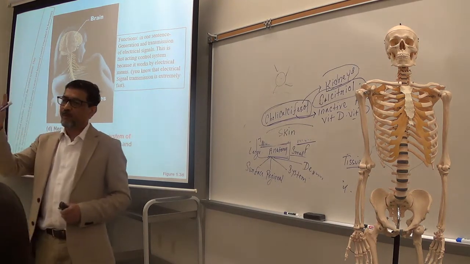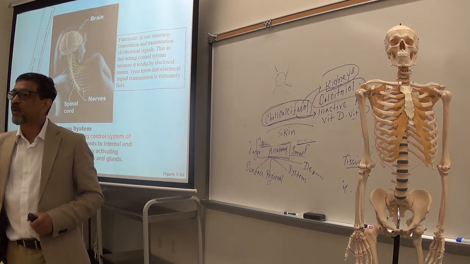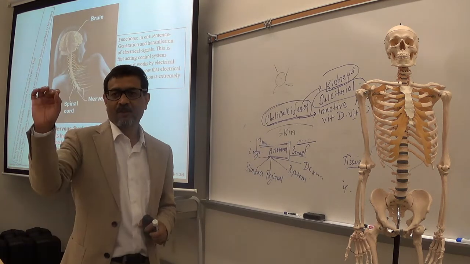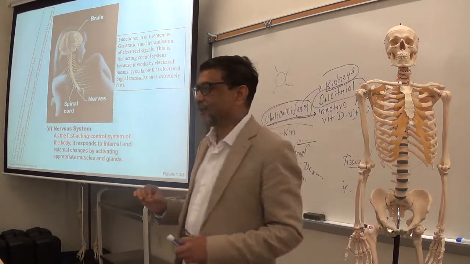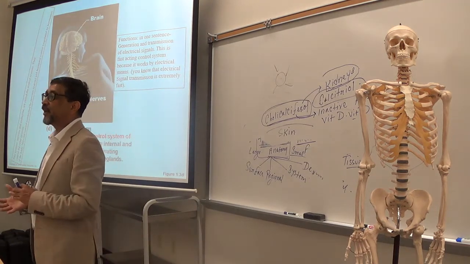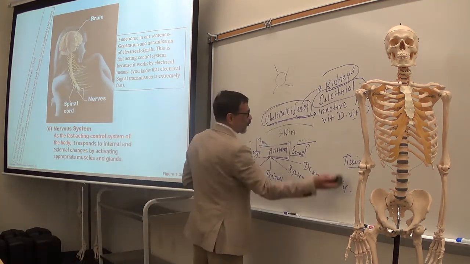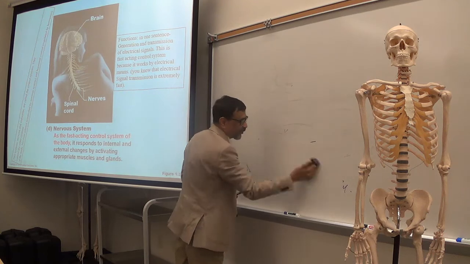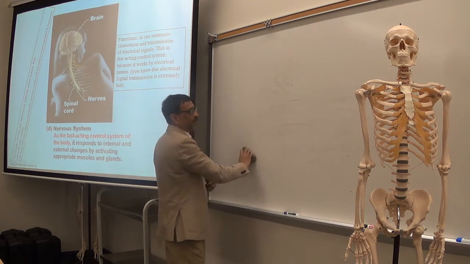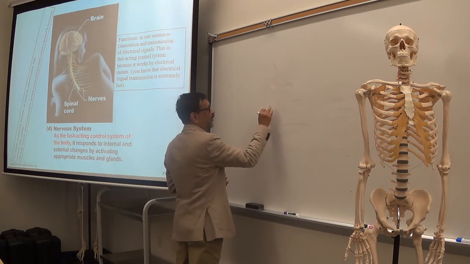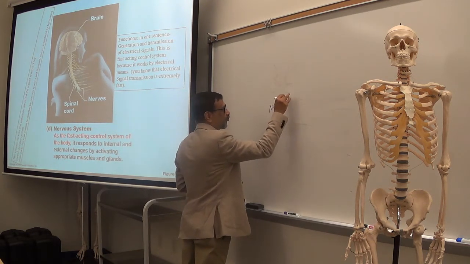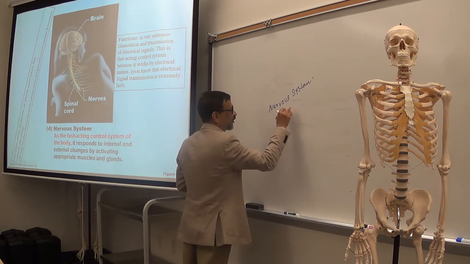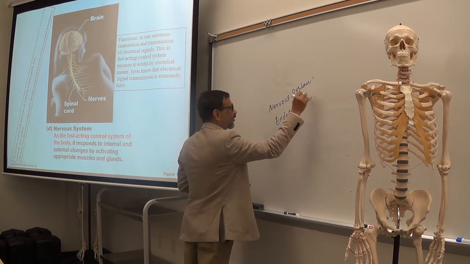Two systems of your body are called the control systems. Two systems are called what? Control systems. One is the nervous system, another is the endocrine system. Why are these called the control systems? Because they control the other systems of the body. They control the functions of your body. Nervous system and what? Endocrine system.